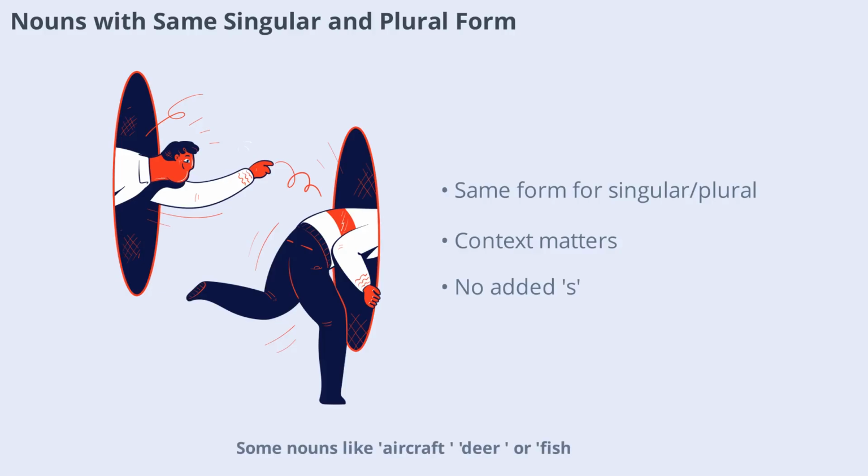Some nouns like aircraft, deer, or fish can be both singular and plural without changing form. For example, 100 aircraft were used in a performance. Context will help you determine if the noun is singular or plural.